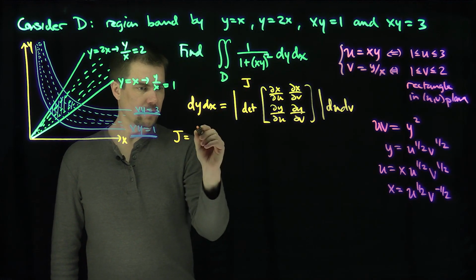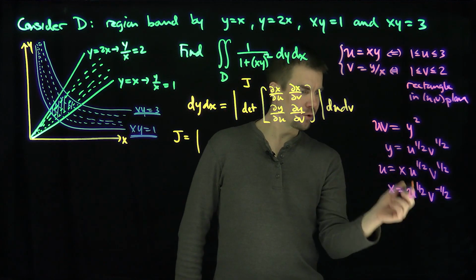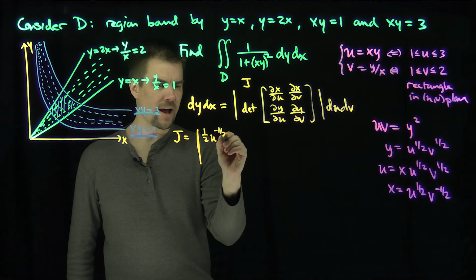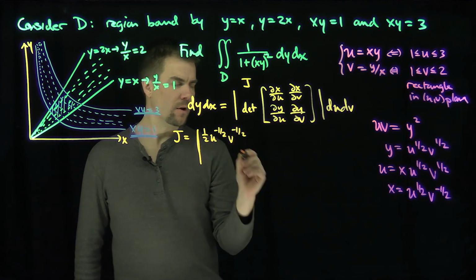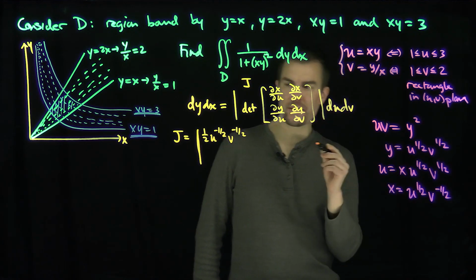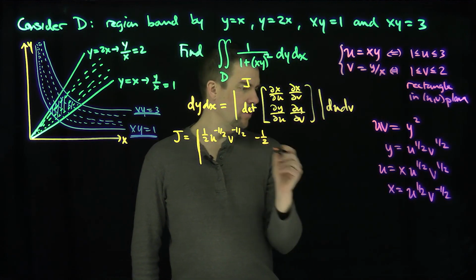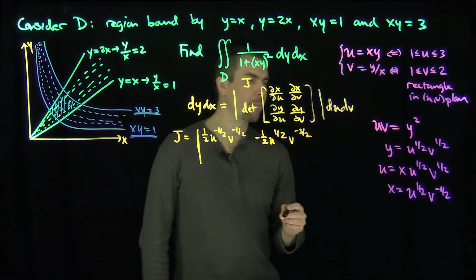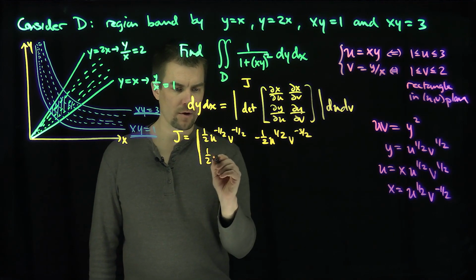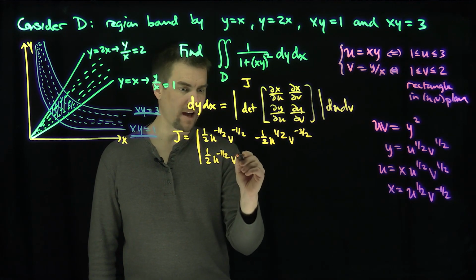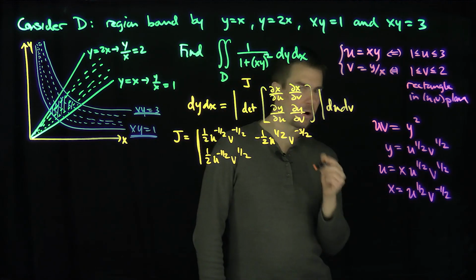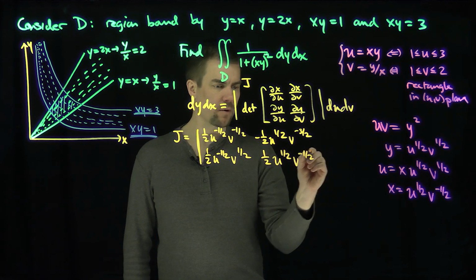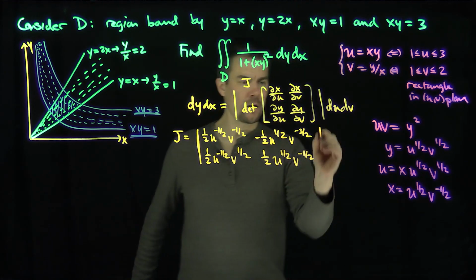So what's J going to be? Our Jacobian is going to be the determinant of partial x partial u. That's going to be 1/2 u to the negative 1/2 v to the negative 1/2. Partial x partial v, that's negative 1/2 u to the 1/2 v to the negative 3/2. And then partial y partial u is going to be 1/2 u to the negative 1/2 v to the 1/2 power. And then partial y partial v is going to be 1/2 u to the 1/2 v to the negative 1/2 power.